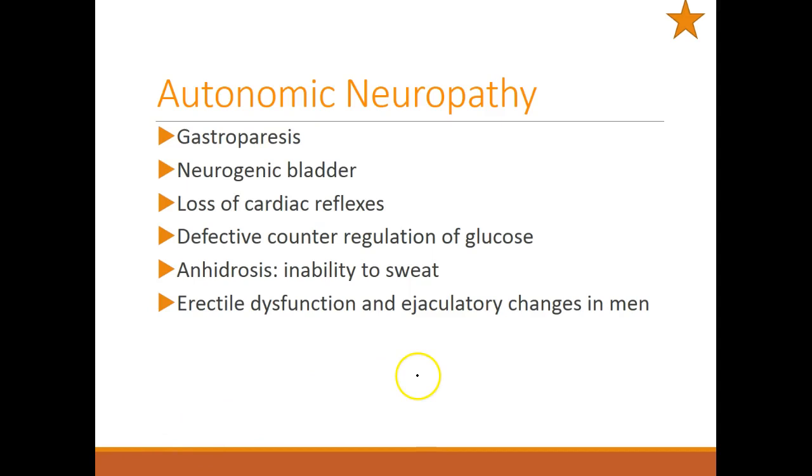The autonomic neuropathies we talked about: gastroparesis, neurogenic bladder, loss of cardiac reflexes, defective counterregulation of glucose, anhidrosis, that's the inability to sweat, and erectile dysfunction. So again, when somebody gets a diagnosis, they really don't understand all of the different issues that can come over time with mismanagement.